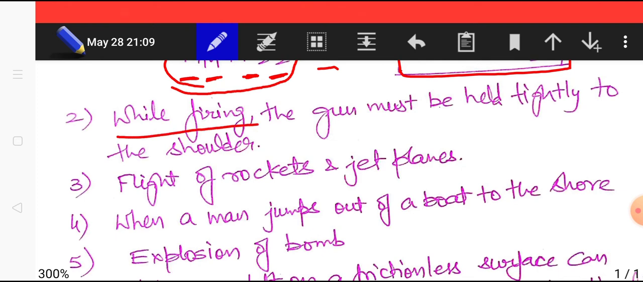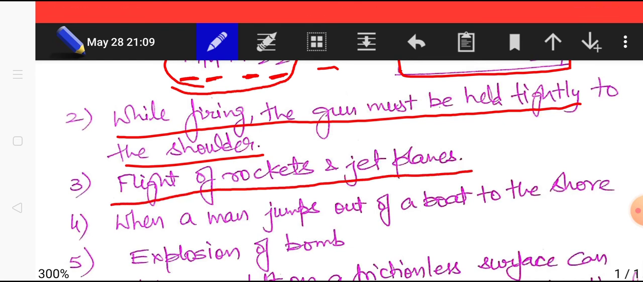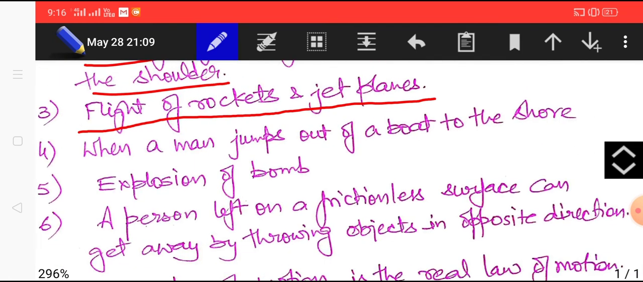While firing, the gun must be held tightly to the shoulder so that the m2 value will become greater. Mass of your body will get attached to it and it will have lesser recoil velocity. Flight of rockets and jet planes are based on principle of conservation of momentum, or we can say Newton's third law of motion. So when gases come out from the rocket at very high speed, due to momentum conservation, rocket moves upward.